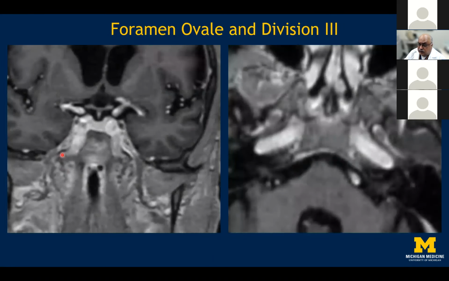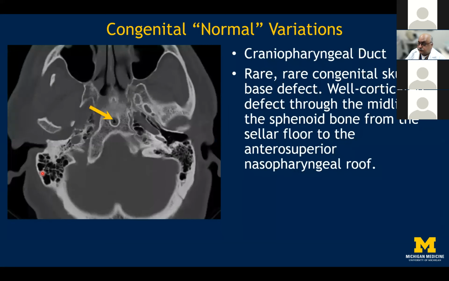Similarly, the foramen ovale appears as a defect, and we can see the third division of the trigeminal nerve coming through that defect and going towards the pterygoid fossa, the pterygoid musculature.